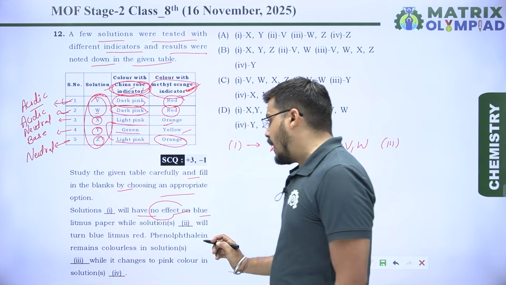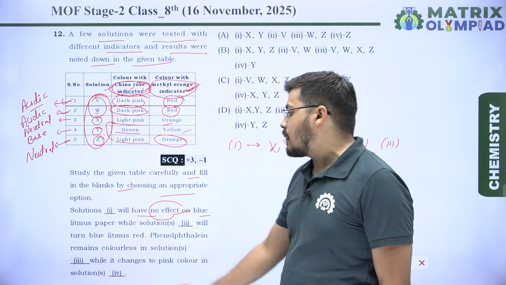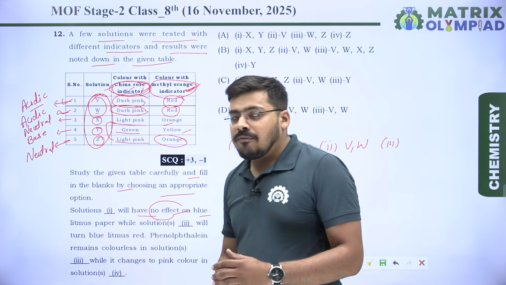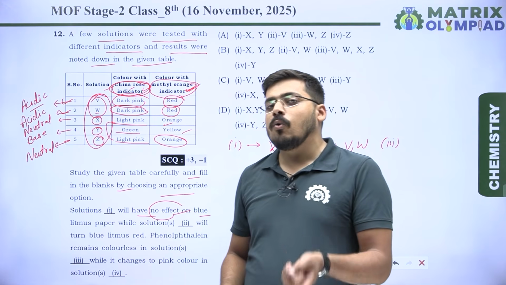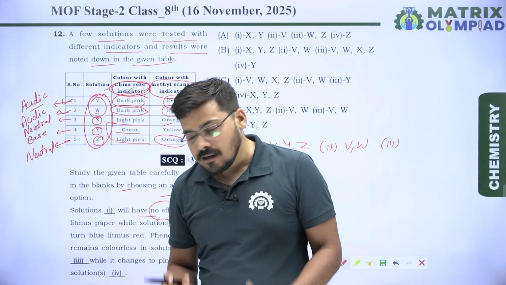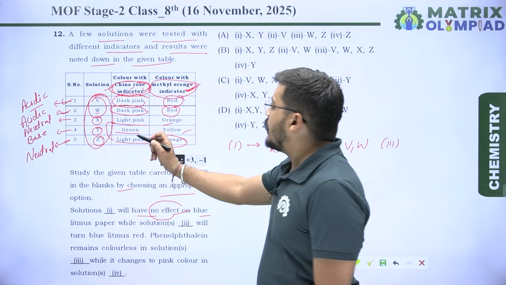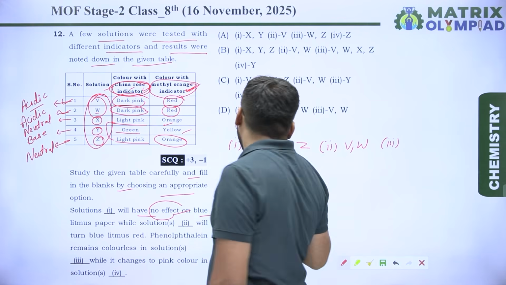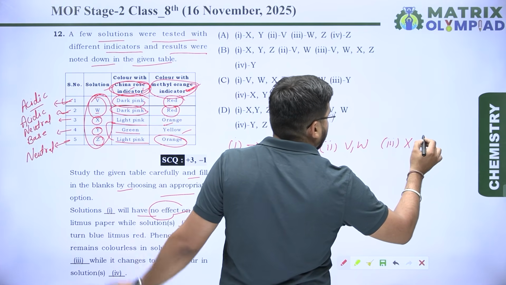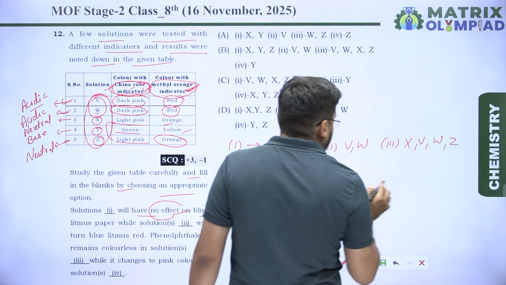In the third blank, we know very well phenolphthalein remains colorless in the third solution, while it changes to pink color in the fourth solution. Phenolphthalein always changes color only in a base. In neutral, it remains colorless. In acidic, it remains colorless. Therefore, in the third blank, phenolphthalein remains colorless for X, V, W and Z.